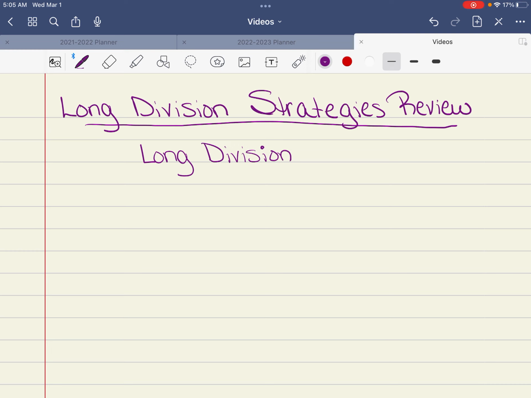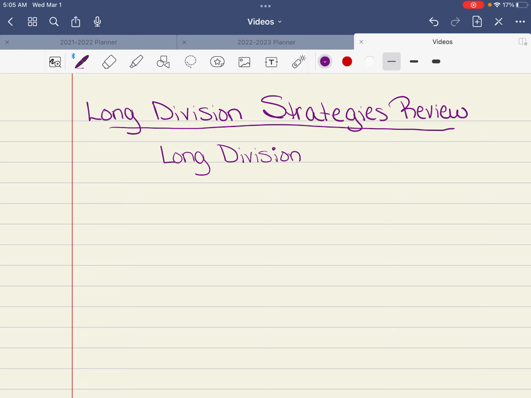All right, and so one of the ways that we can memorize all the steps is by first writing them down, and you can use an acronym to help you with that. The one we're going to use is, does McDonald's sell cheeseburgers? D stands for divide, M stands for multiply, S stands for subtract. Check, make sure our number is less than our divisor, and bring down.